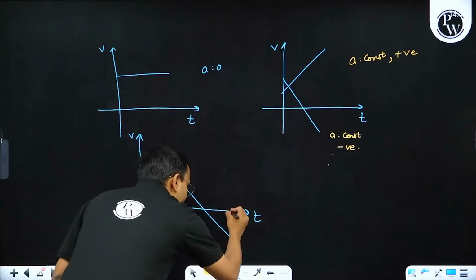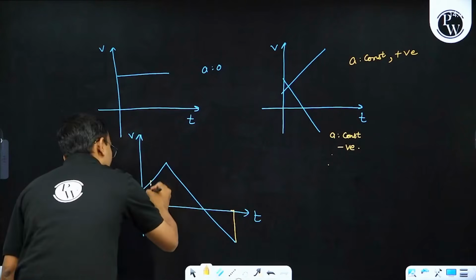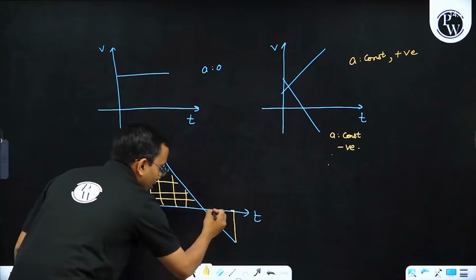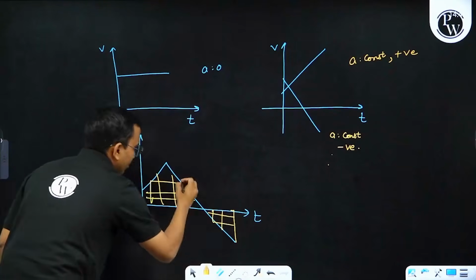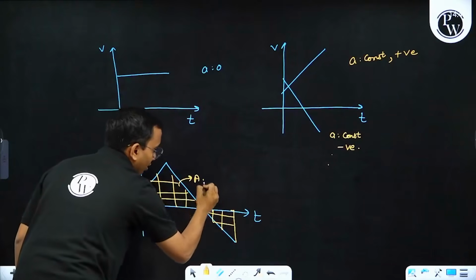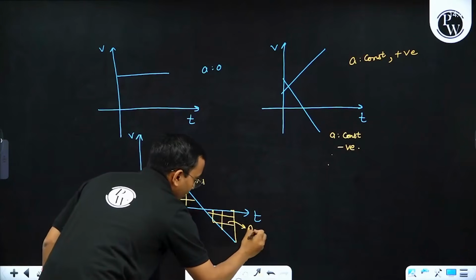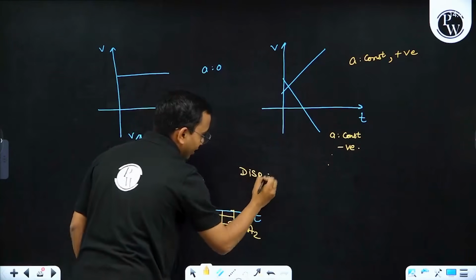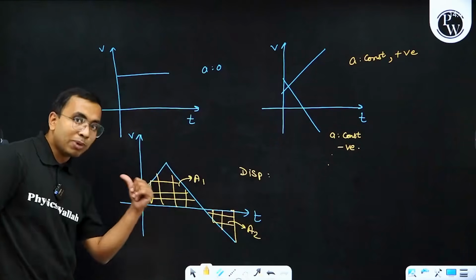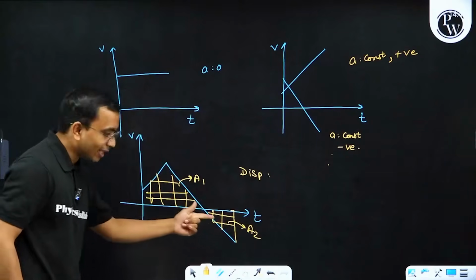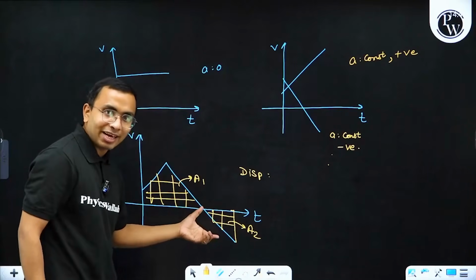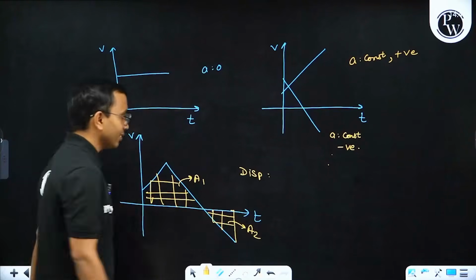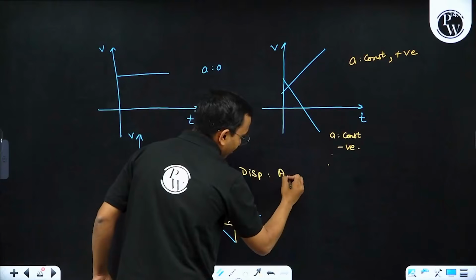Let us take, you have to find the displacement till here. So we'll consider this complete area. Let us take this area is A1, this area is A2. So when we say displacement, you have to take the sign here. Velocity is negative, the particle is traveling in the opposite direction, that is decreasing the displacement, so that area you need to consider as negative. So A1 minus A2.